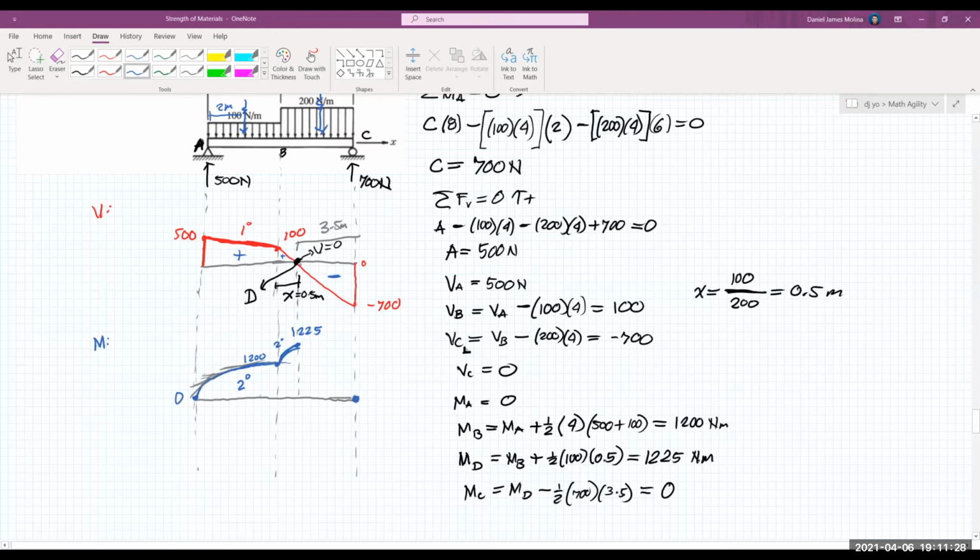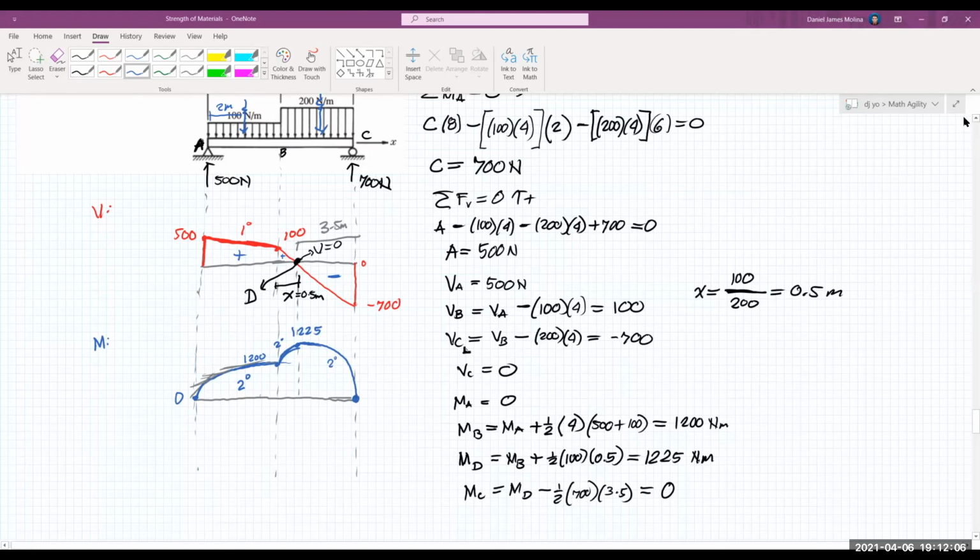And then from 0 shear to a larger one, to a 700 shear, the slope will be increasing. Let's disregard the negative sign. The shear is from 0 to 700, so that's an increasing slope, but it's going downward. So it will somehow look like this. It's also a 2-degree curve. All right, so that's actually the moment diagram.